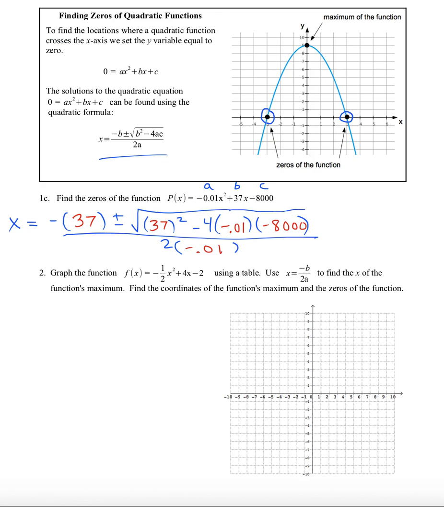Okay, so when we type this into the calculator, we're actually going to need to type it in twice. The reason why is there are 2 zeros, and there's going to be 2 answers in this case to the problem. Now, how should you type it in if you're using a TI-30 calculator? You can type it in like this. Negative 37 plus square root 37 squared minus 4 times negative 0.01 times negative 8,000.